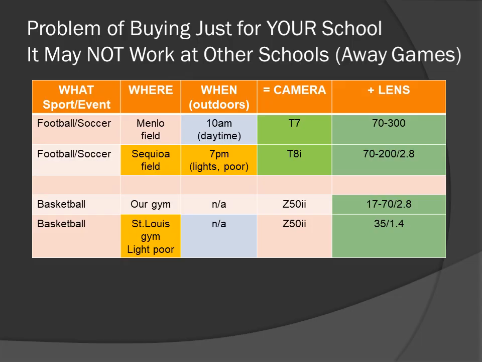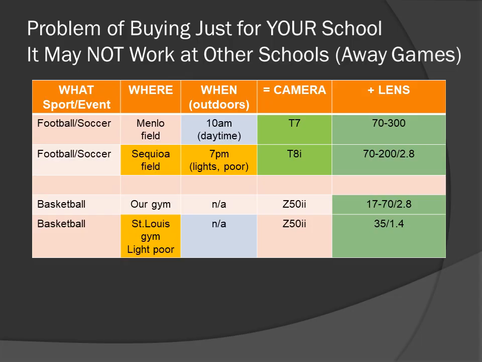However, if we have to go to an away game at Sequoia Field, games are at 7 p.m. at night, under lights, poor lighting condition. We cannot use the T7 or the 70-300. We need the higher ISO of the T8i and a faster 70-200 2.8 lens. So, if you had your T7 and that's all you had, you cannot shoot at Sequoia Field. Your gear just cannot handle that low light.